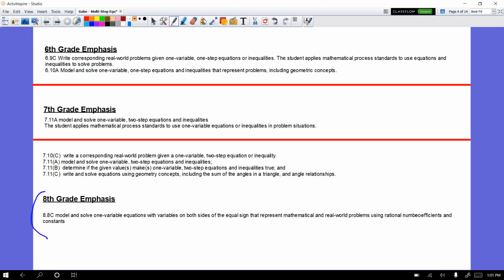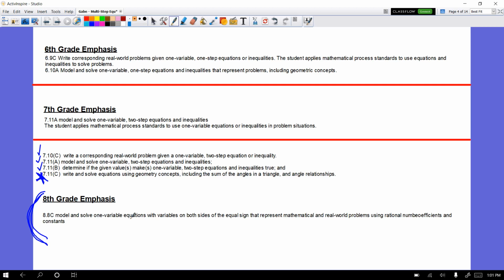All right. So write corresponding real world problems in one-step, two-step equations or inequalities. Check. Model and solve one variable. Check. Determine if values are true. Check. Write and solve equations using geometry concepts. We still need to touch on that, but that's not our focus right now because we're not leading into geometry right now. We're leading into 8th grade, which is going to be pre-algebra.